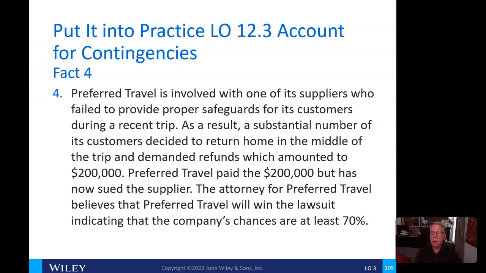Number 4, Preferred Travel is involved with one of its suppliers who failed to provide proper safeguards for its customers during a recent trip. As a result, a substantial number of customers decided to return home in the middle of the trip and demanded refunds, which amounted to $200,000. Preferred Travel paid the $200,000, but has now sued the supplier. The attorney for Preferred Travel believes Preferred Travel will win the lawsuit, indicating that the company's chances are at least 70%. That's a high level of confidence.